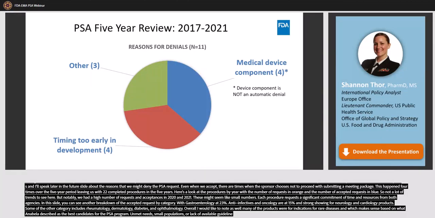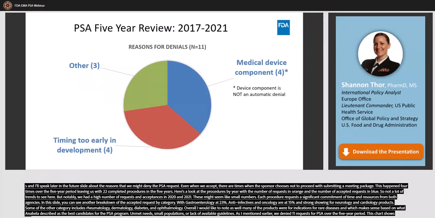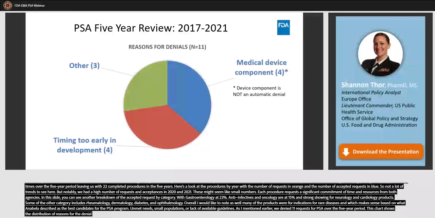As I mentioned earlier, we denied 11 requests for PSA over the 5-year period, and this chart shows the distribution of reasons for the denials. 4 of the 11 denials involved products that had a medical device component. As you might be aware, Europe and FDA have significantly different regulatory frameworks for evaluating devices, which in the past had led to denials of some PSA requests.